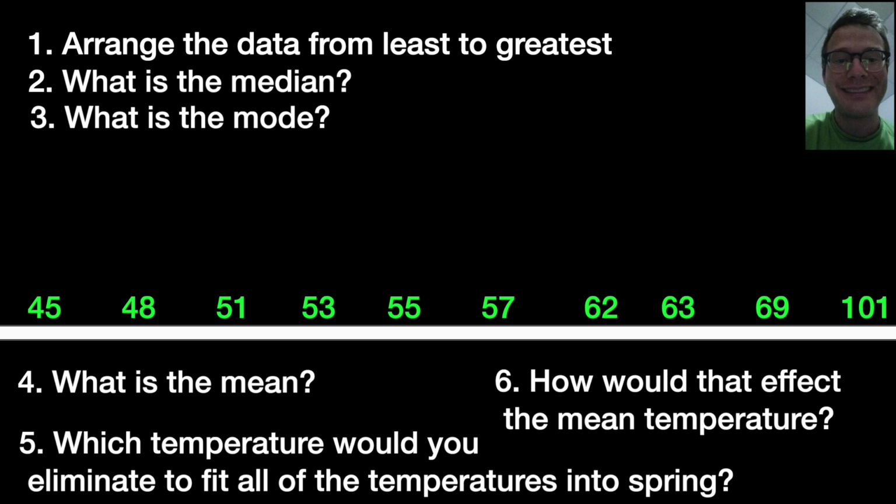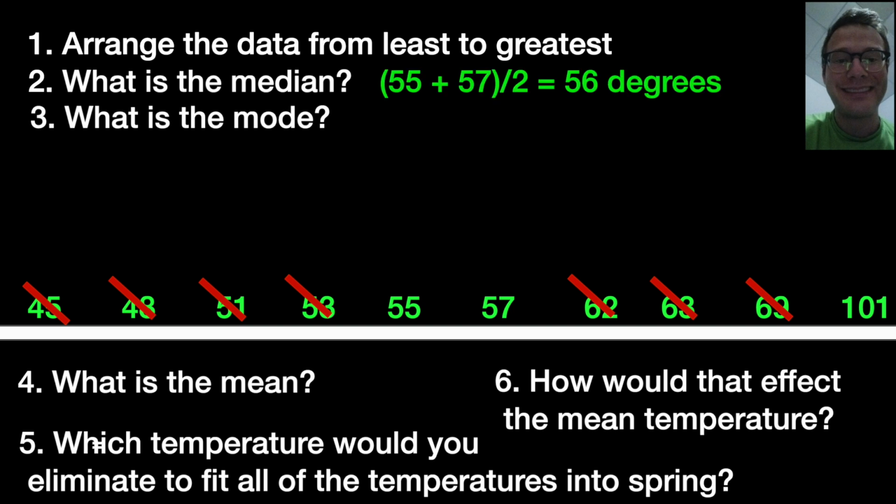Cross off the numbers on the end and at the beginning, then the next ones, until you get to one number in the center. Well, here is an interesting case because when you get to the middle, you've got 55 and you've got 57. There's nothing in between them. So what do you do? You have to find the number that is in between them. So I take 55 and 57, add them and divide by 2. Well, in this case, that's a pretty simple one. The answer is 56. So in this case, the median is 56 degrees.